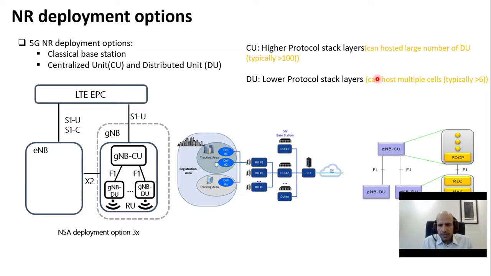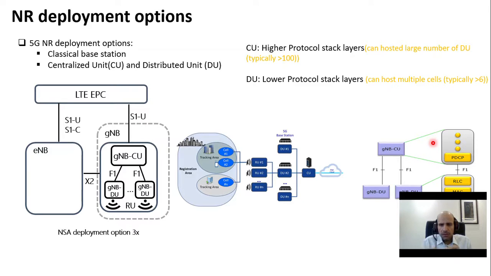In general, we can say the gNode B centralized unit hosts the RRC, SDAP, and PDCP protocols of the gNode B. In addition, the centralized unit can be split into control plane and user plane functions. This allows independent scaling of the control plane and user plane processing capabilities. It also allows the two functions to be deployed at different geographical locations.